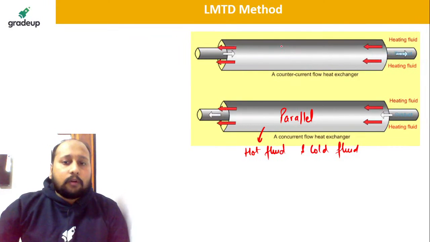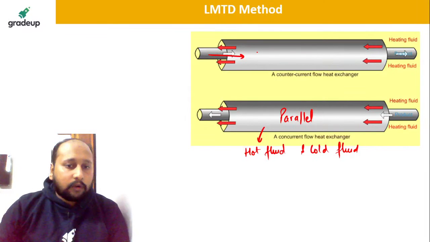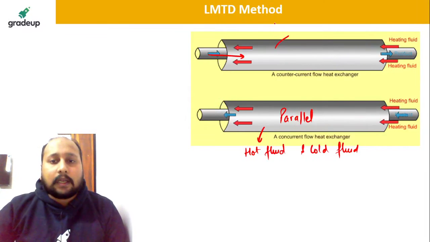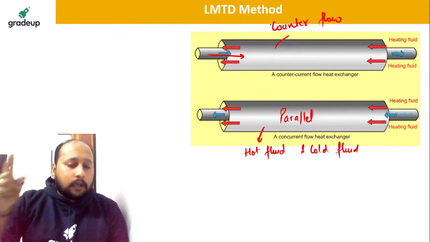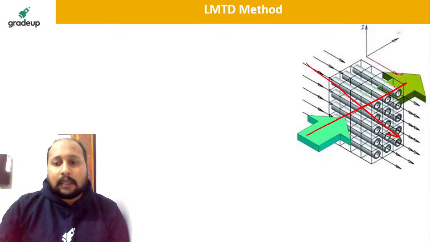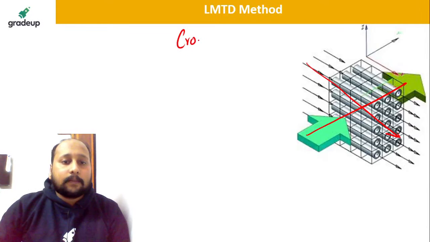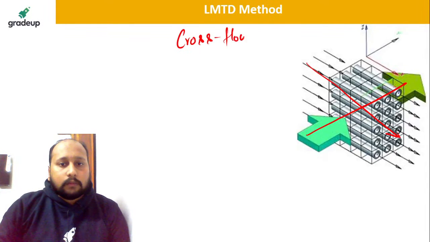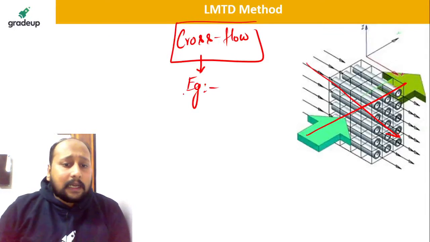Okay, now if you observe in this case, this is a cold fluid moving from left to right and there's a hot fluid moving from right to left. So this is nothing but a counter flow. Okay, and what is an example of a cross flow? Here one fluid is moving like this and the second fluid is moving like this. So basically both fluids are moving perpendicular to each other. This type of flow we call a cross flow. Can you give me a daily life example of a cross flow? The example of a cross flow is a radiator.